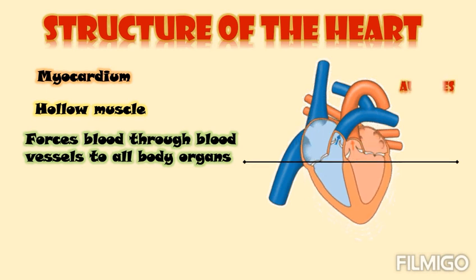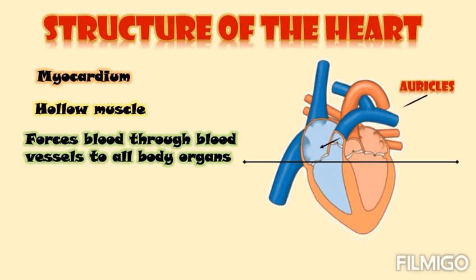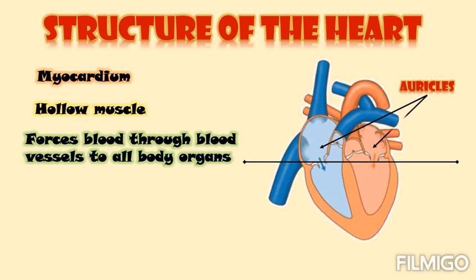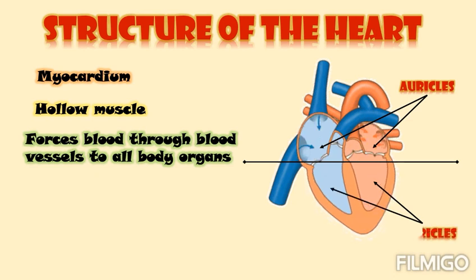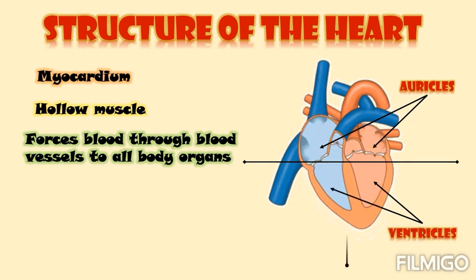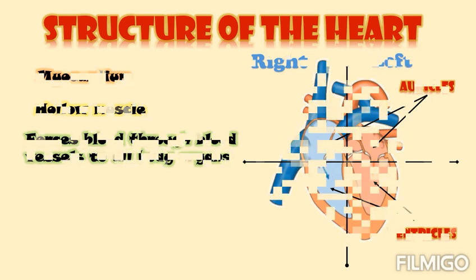Scientists divide the heart into two upper parts and two lower parts. The upper parts are called the auricles, while the lower parts are called the ventricles. So we have four chambers found in your heart: two upper chambers called the auricles and two lower chambers called the ventricles. Others can divide the heart into two parts, the right side and the left side. And focus here that the two sides do not communicate with each other, they are separated.